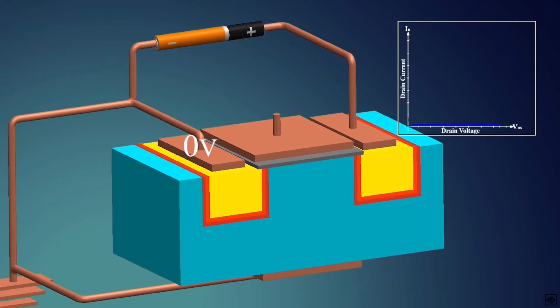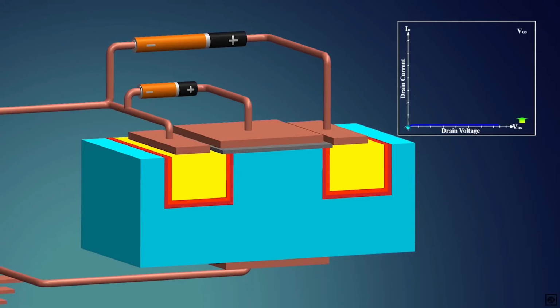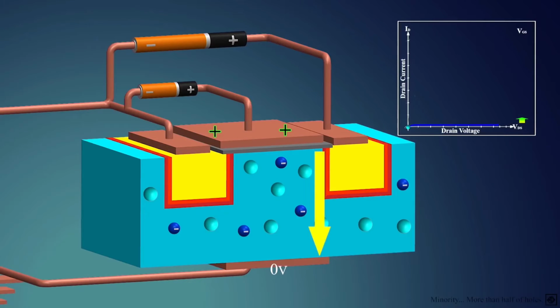Now to flow current from drain to source, we have to create a channel between them. To create the channel, we connect a small voltage source between the gate and substrate with the positive terminal to the gate. This voltage is called VGS as it's between the gate and the source. The substrate is a P-type semiconductor, hence the charge carriers are holes, but there exist some free electrons as minority charge carriers. The battery creates an electric field inside the substrate.